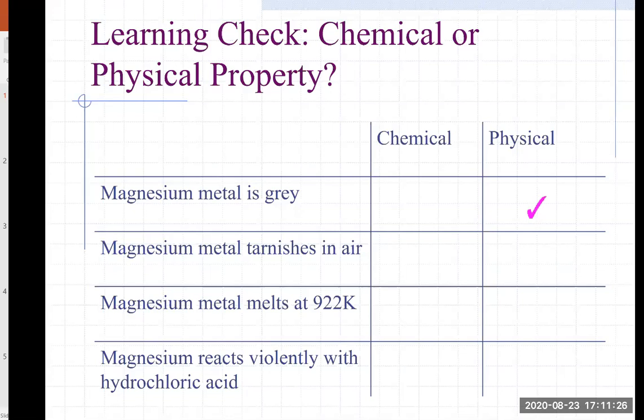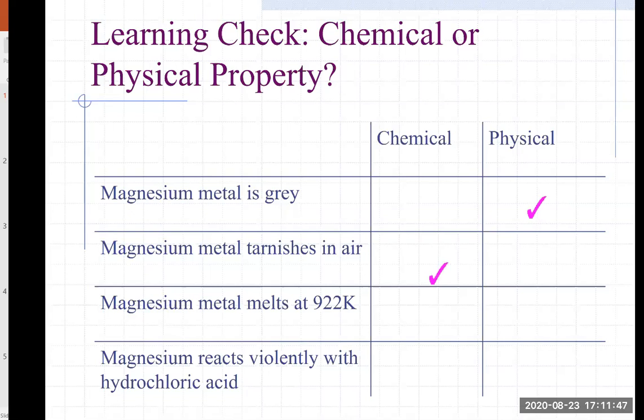Magnesium metal tarnishes in the air. If magnesium metal has tarnished in the air, that means a new substance has formed on that magnesium metal that we can see, some black substance that we call a tarnish. It's an oxidation substance. That's a chemical change.